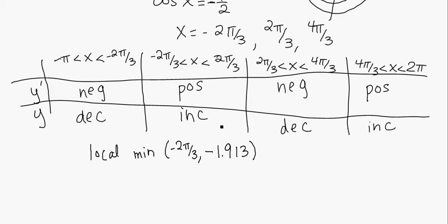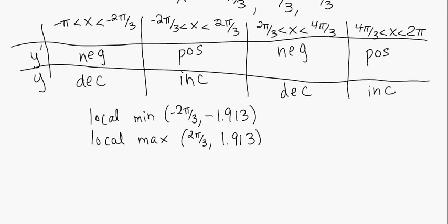At our next critical point, we're going from increasing to decreasing. So we're going from going up to going down. So in between, we're going to have a local max. That's going to be at 2 pi over 3. And again, plugging that into the original function, we actually get positive 1.913.